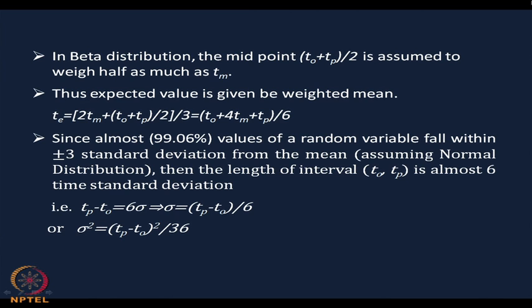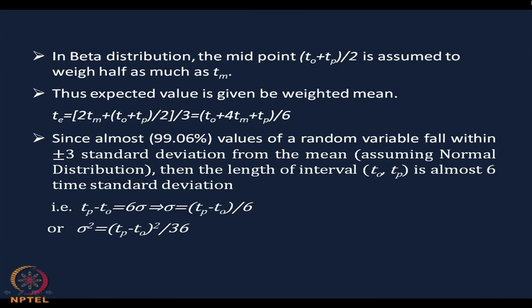Statistically, it has been observed that 99.73% of values of a random variable fall within plus or minus 3 standard deviations from the mean, assuming, of course, that we are assuming the normal distribution. Then the length of the interval, that is T0 and Tp, is almost 6 times the standard deviation.